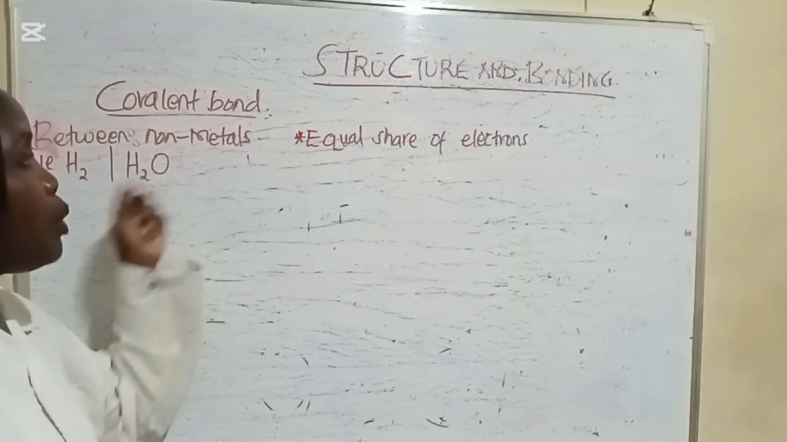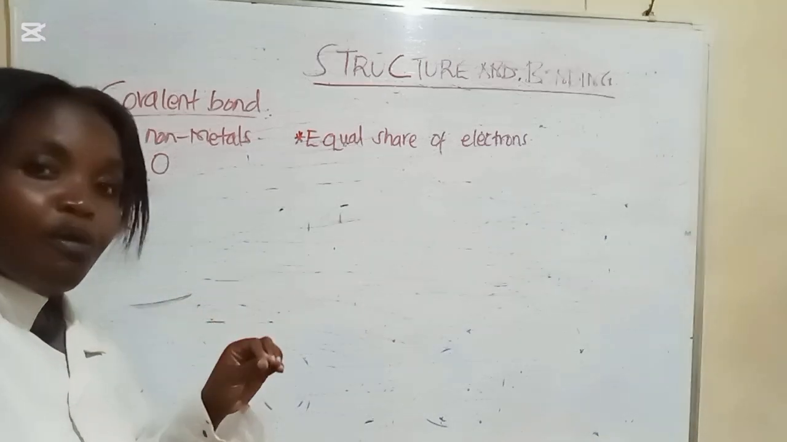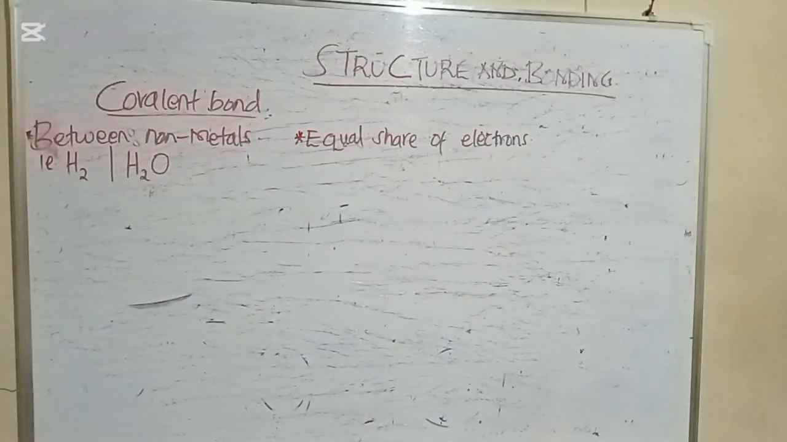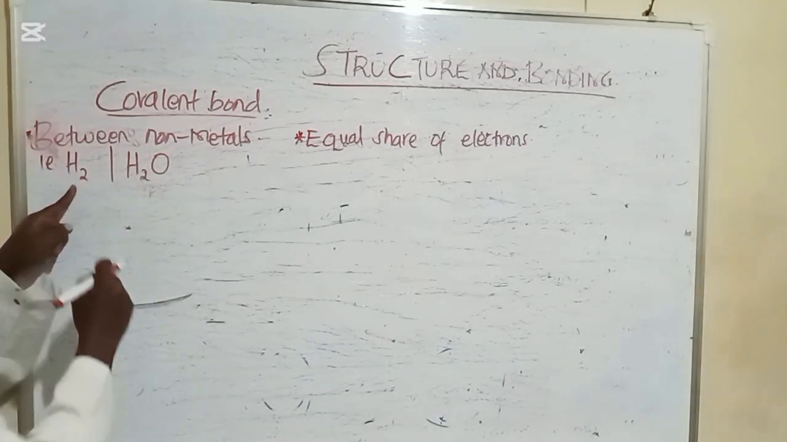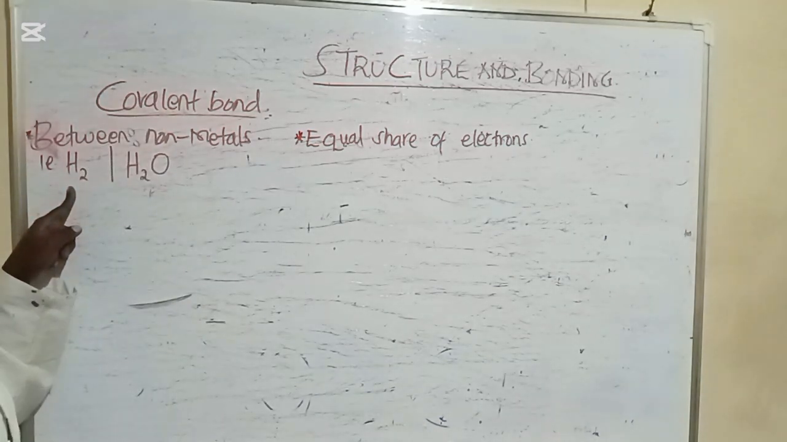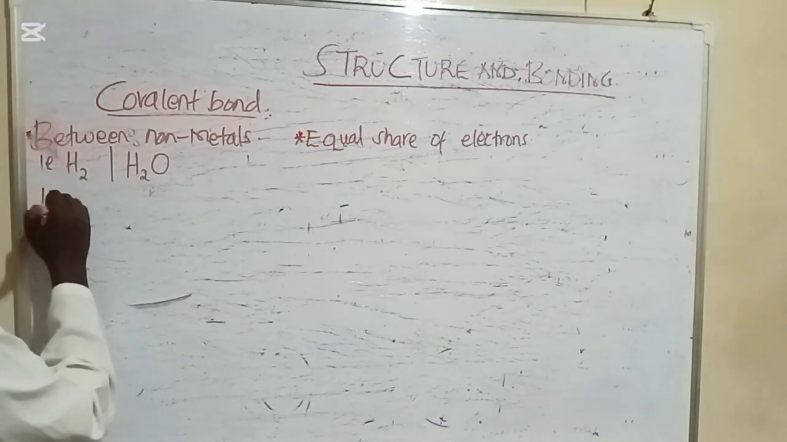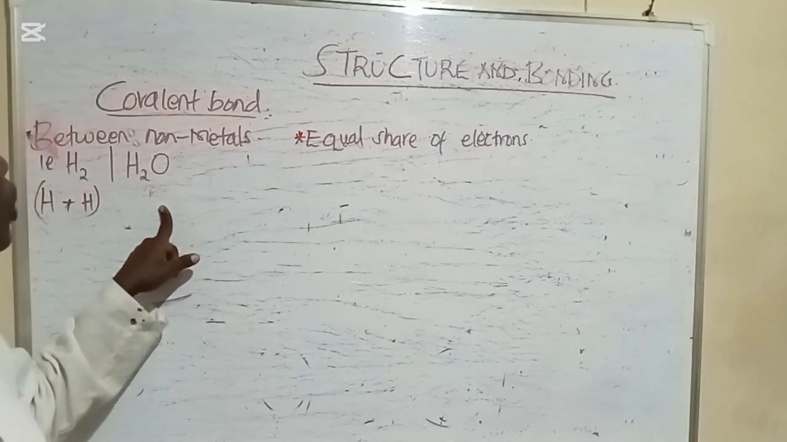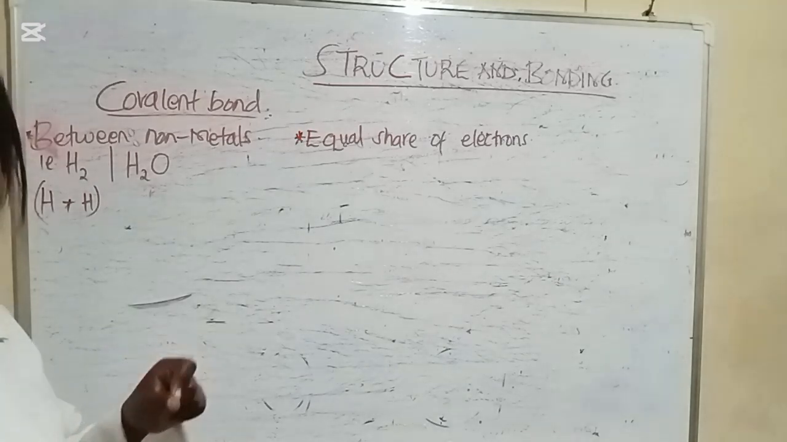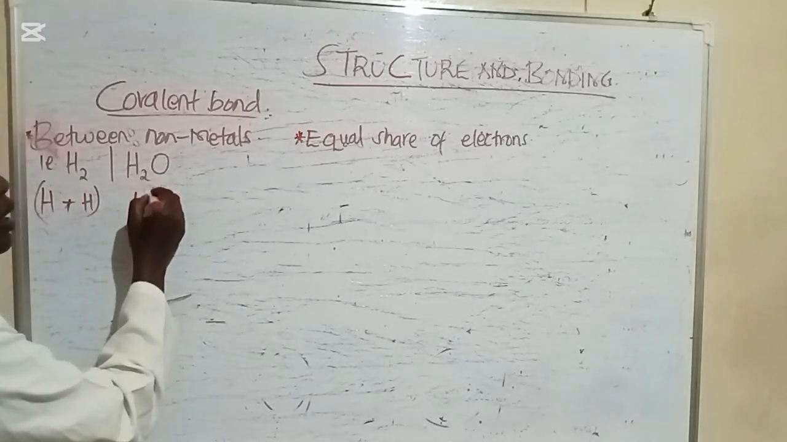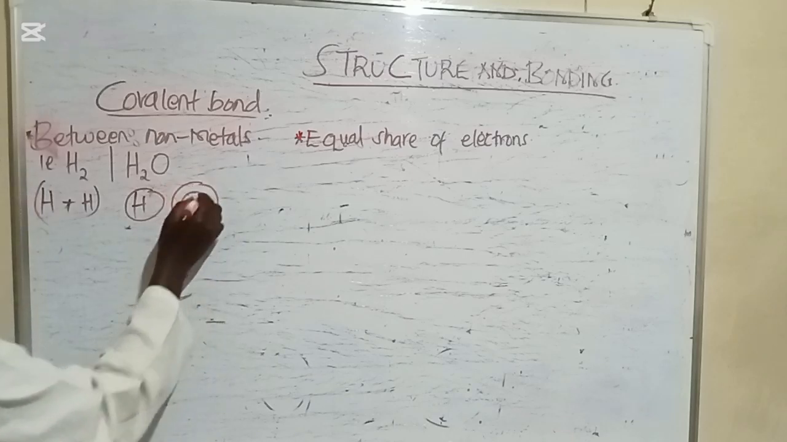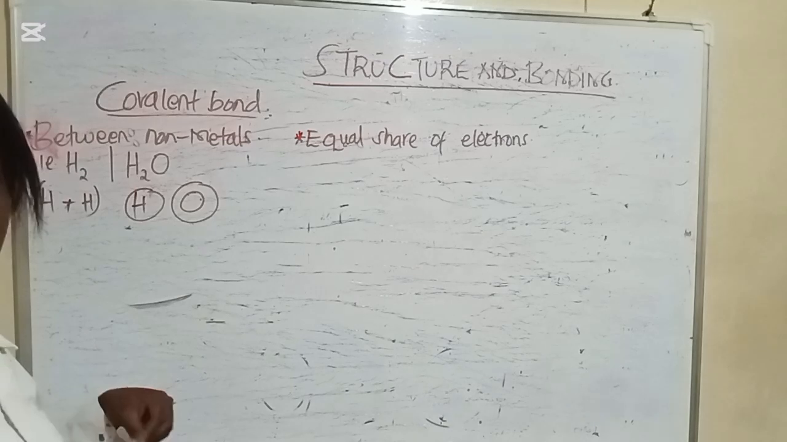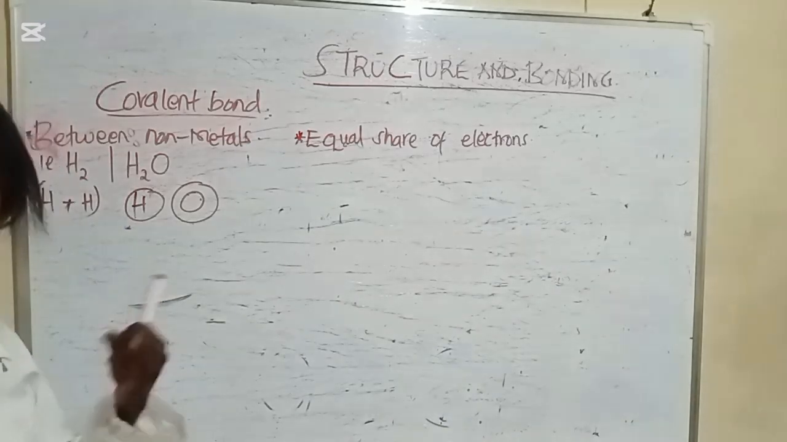So covalent bond can occur between atoms which are similar. For example, we can talk about hydrogen. Hydrogen gas is made from the covalent bonding between one hydrogen atom and another hydrogen atom. And it can also occur between atoms which are different. In water we have hydrogen atom and we have oxygen atom. So elements which are covalently bonded tend to form molecular structures. For example, we've talked about hydrogen gas, we have oxygen gas, okay?